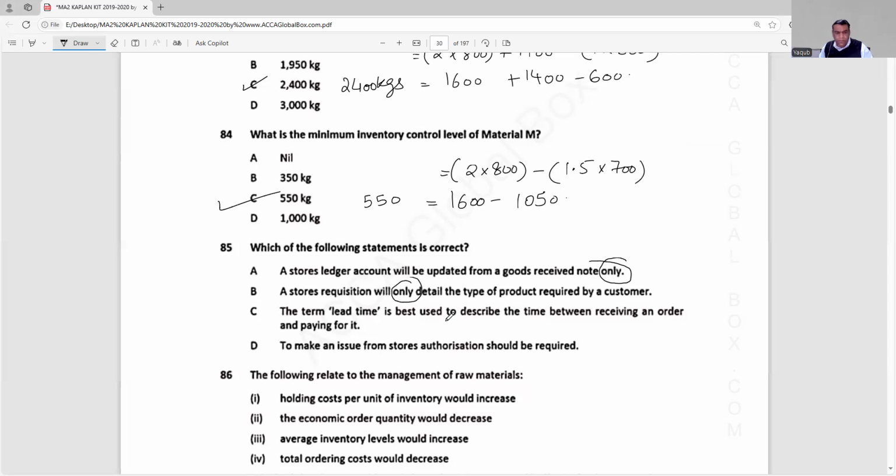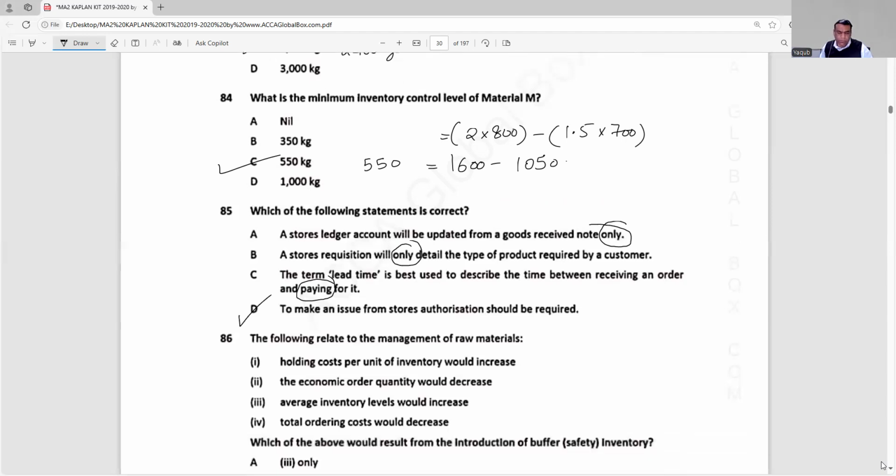The term lead time is best used to describe the time between receiving an order and paying for it, not paying for it, delivering for it. To make an issue from the store, authorization is required. Definitely, without the store authorization, we cannot issue inventory from the storeroom.